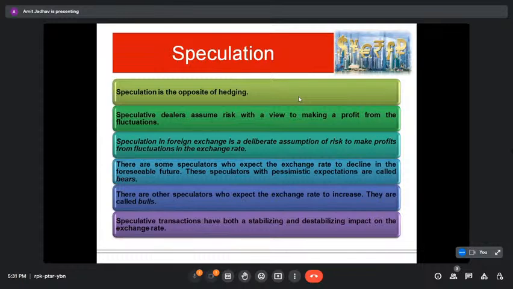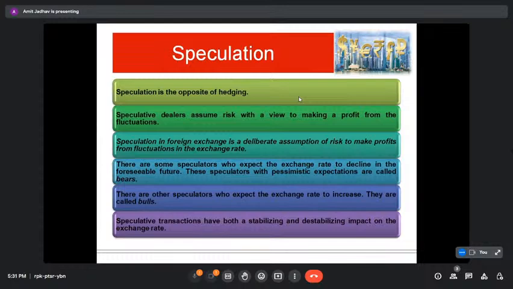Those are the ones who assume that in the future the exchange rate of a particular currency will decline. Similarly, on the opposite side there are other speculators who expect the exchange rate to increase in the future, and such speculators are known as bulls, like in a share market. Also we have these bears and bulls concepts.